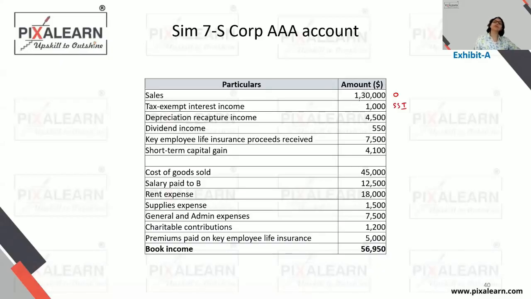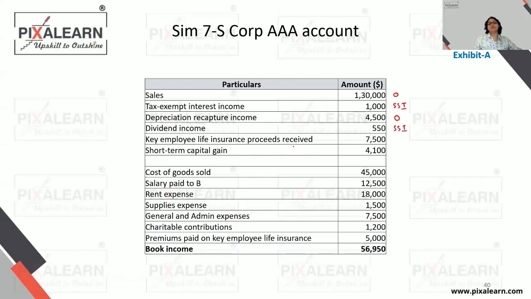Remember, it does not matter whether the separately stated item is non-deductible, deductible, taxable, or non-taxable. We're not bothered about that. That will just pass on to the S Corp member, who will deal with it. What about depreciation recapture, guys? Is it ordinary? Always remember depreciation is given to the business, so even the recapture would be taxable in the business's hands. Neither the depreciation nor the depreciation recapture is an SSI. So this is ordinary. Dividend income is a separately stated item of income.